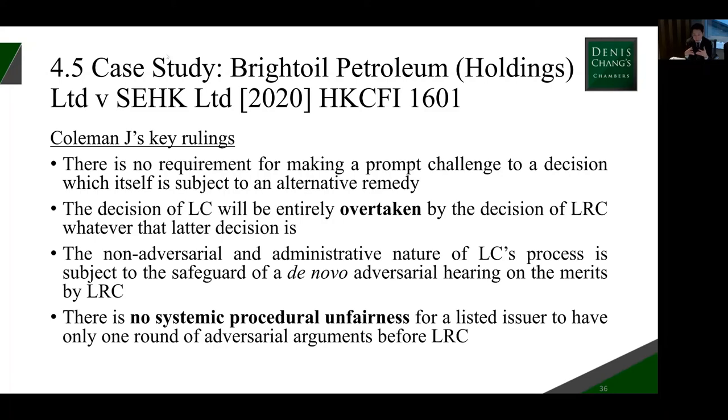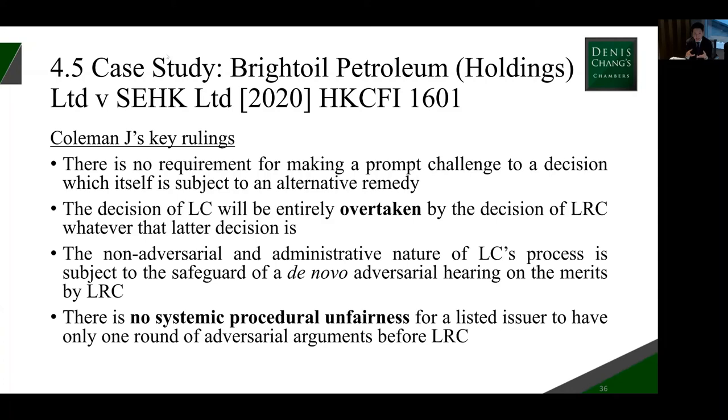So it may come to a point when the systemic procedural unfairness has developed to the extent that a systemic challenge could be supported by concrete evidence. For example, if some financial advisors have their own statistics as to how unfair the first tier decision-making process in the listing committee procedure is, then that may be a better case to fight this systemic challenge.